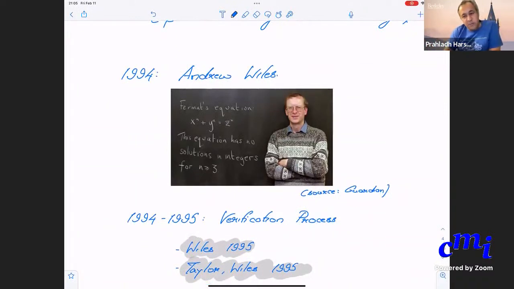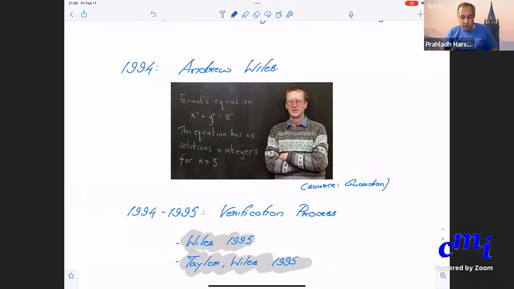So I remember it was a fairly exciting time when I was an undergrad, with all of these happening. Eventually, the proof of Fermat's Last Theorem appears in two papers. One is due to Wiles, and the other to Wiles and his student Taylor together. So it took a two-year process to verify this proof. Wiles published the proof of Fermat's Last Theorem.